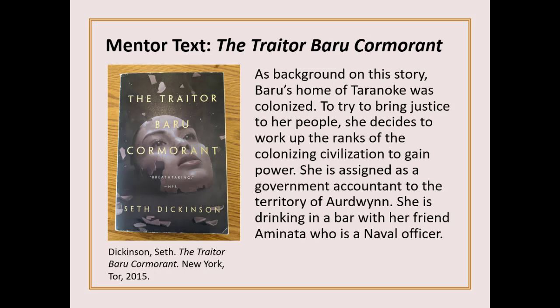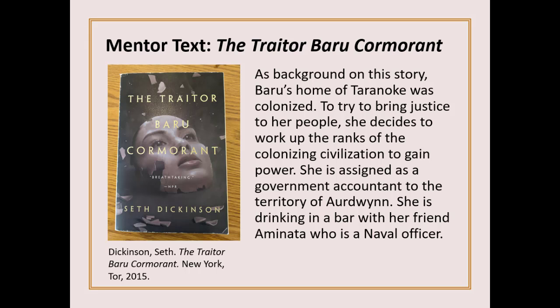Our final example is quite complex. This comes from a complex book, The Traitor Baru Cormorant by Seth Dickinson, and it's called hard fantasy. It's a secondary world, but there's a lot of political intrigue and things going on in this book. And so there's quite a bit of setup here, but bear with me.